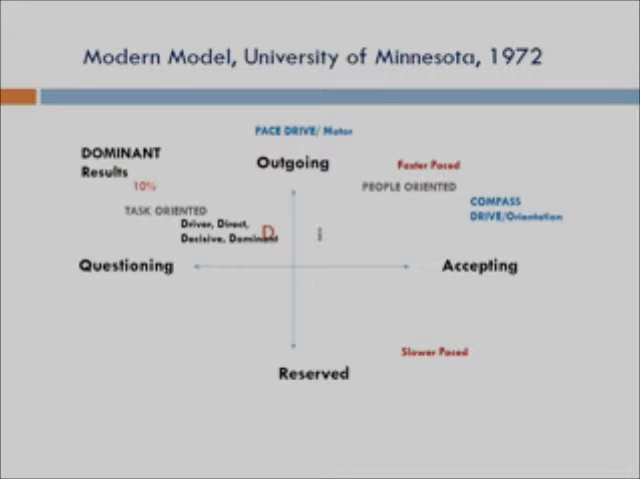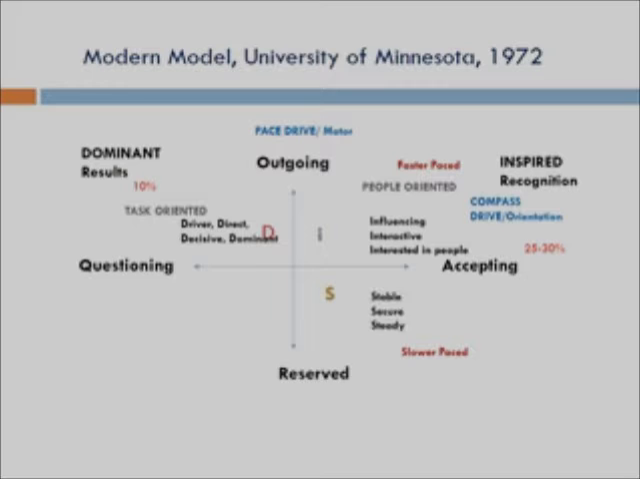The next quadrant is called the I quadrant: influencing, interactive, interested in people. We would call those persons inspired persons. They're focused on recognition, and so that comprises about 25 to 30% of the population.